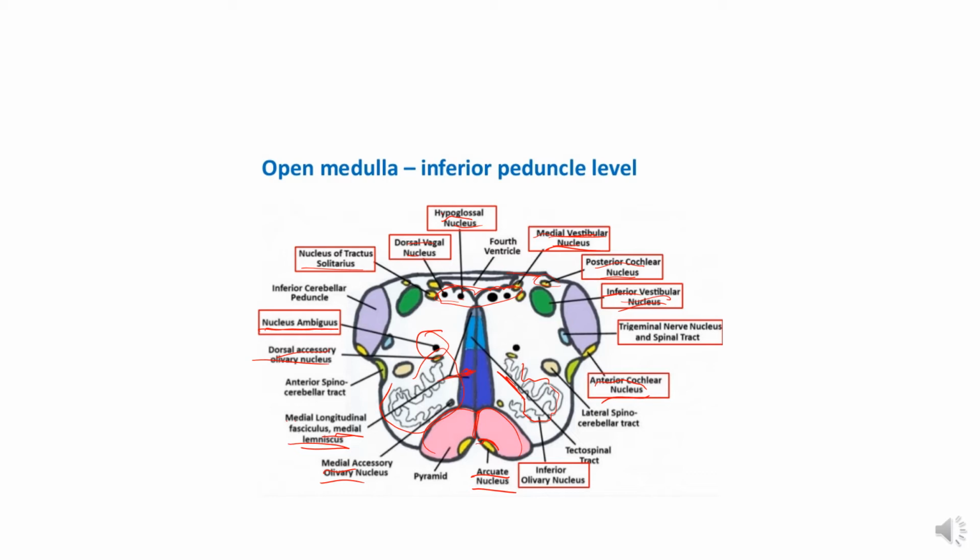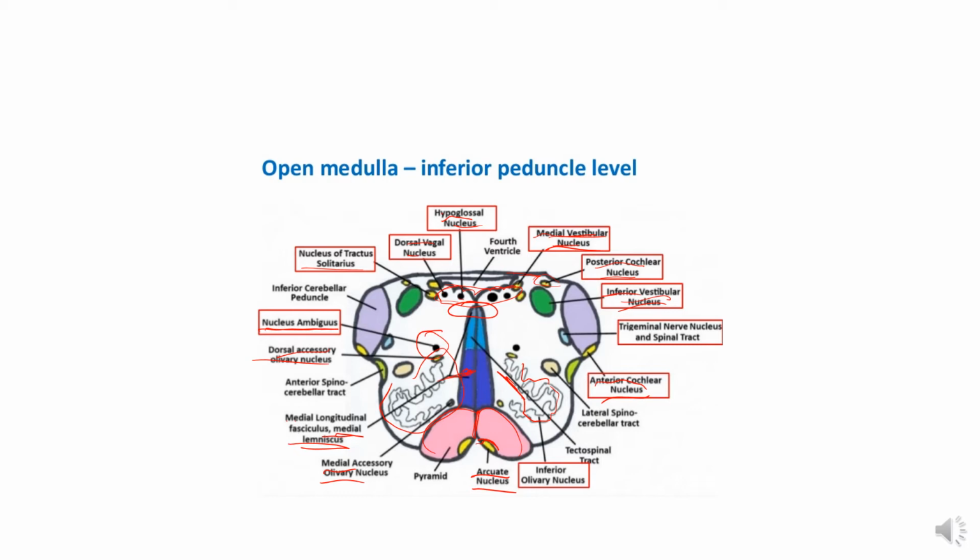Now, the medial longitudinal fasciculus forms a small tract of nerve fibers situated on each side of the midline, posterior to the medial lemniscus and anterior to the hypoglossal nuclei. So, these are the medial longitudinal fasciculus, and it consists of ascending and descending fibers, the connections of which will be discussed later.